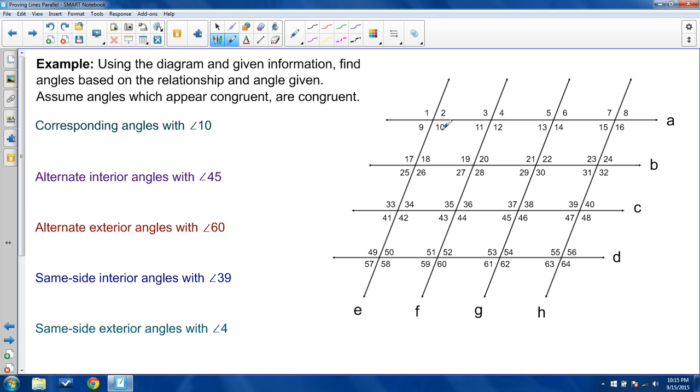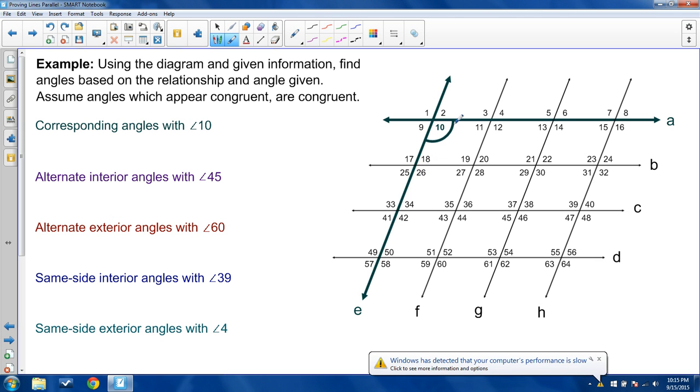We want to look at angle 10 right here and see what angles correspond with it. We're going to see what corresponding angles there are, and we're going to assume that any other ones that correspond are congruent. Whenever we say that, then we can say which other lines are parallel. So the way to form the angle is to look at the two lines that form it.